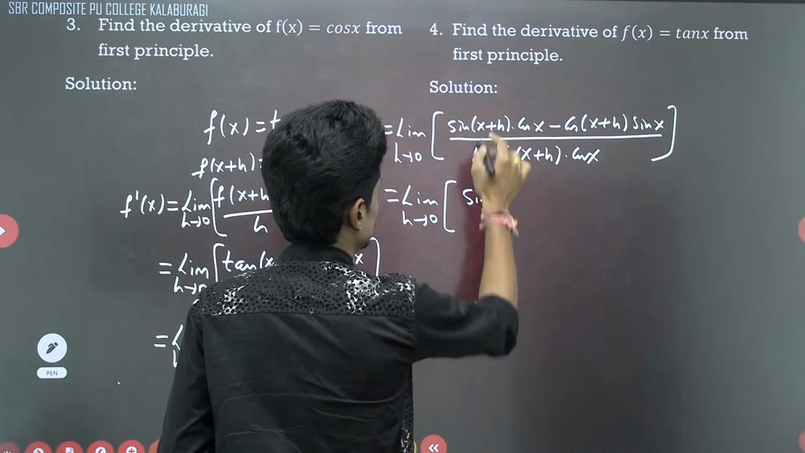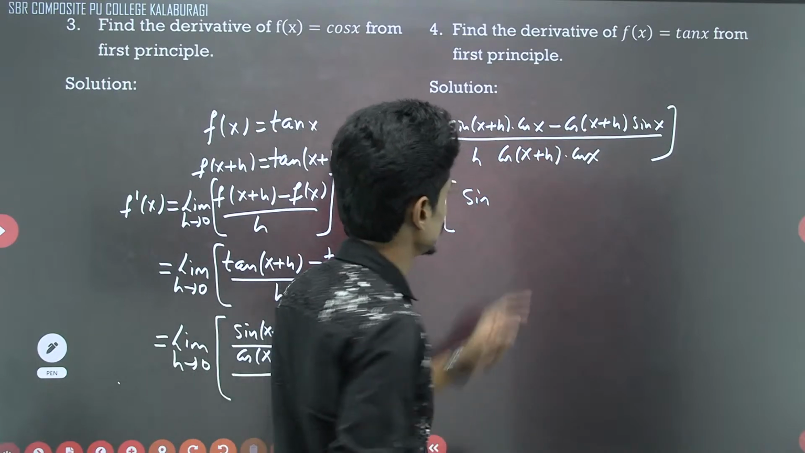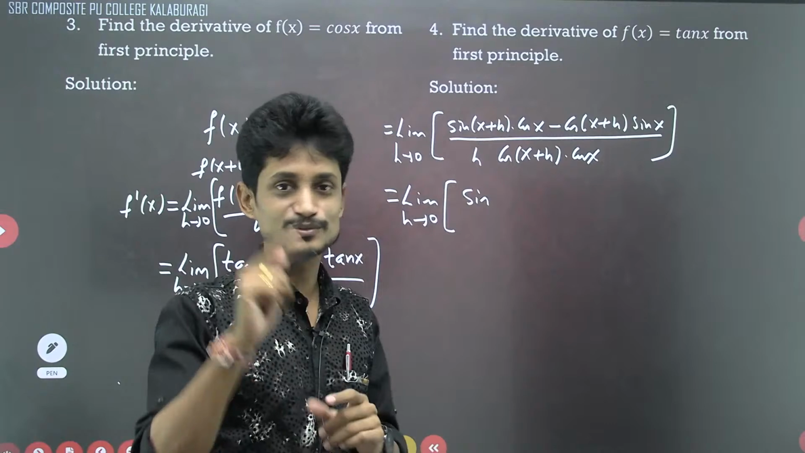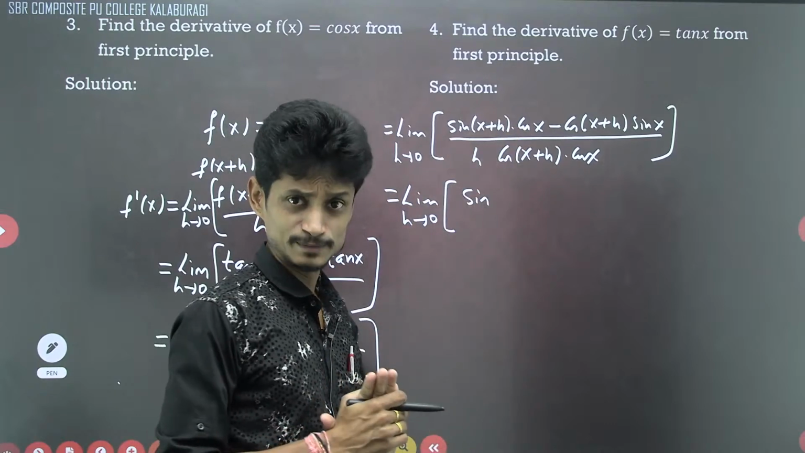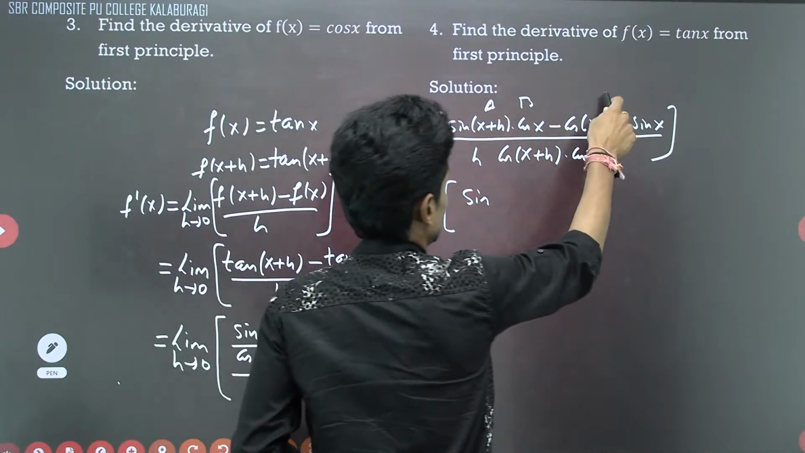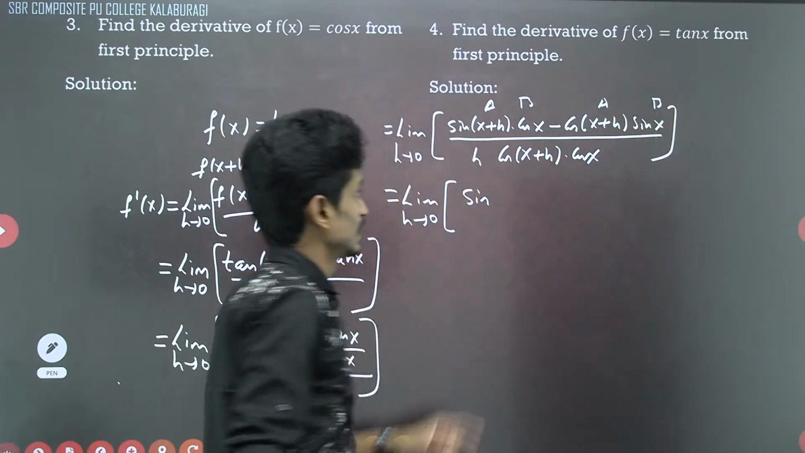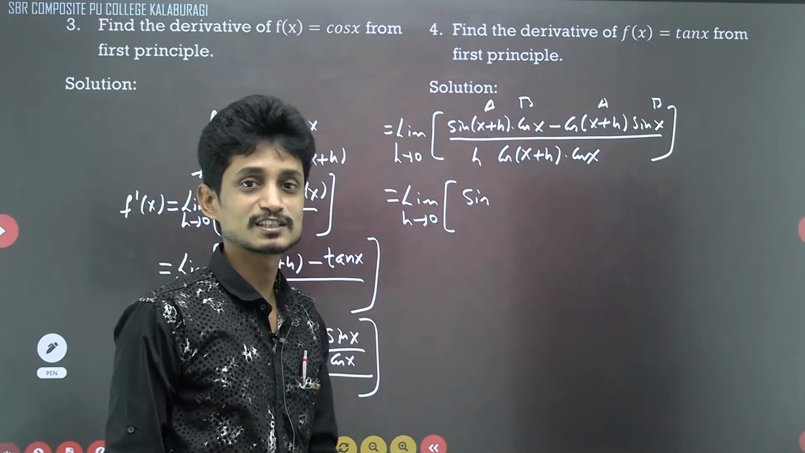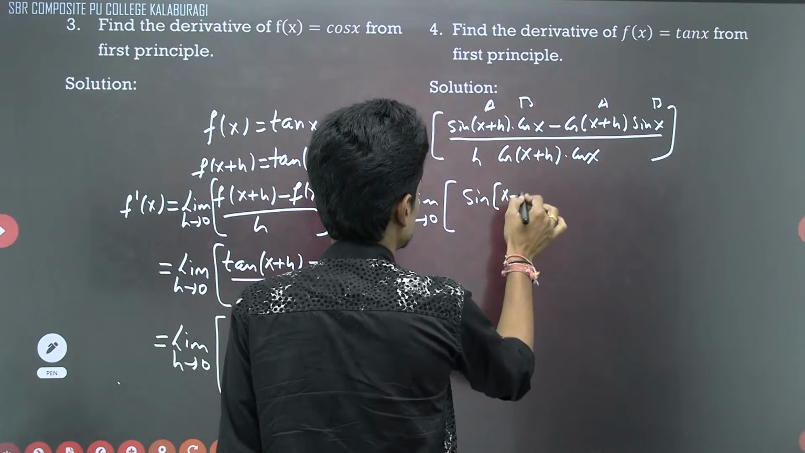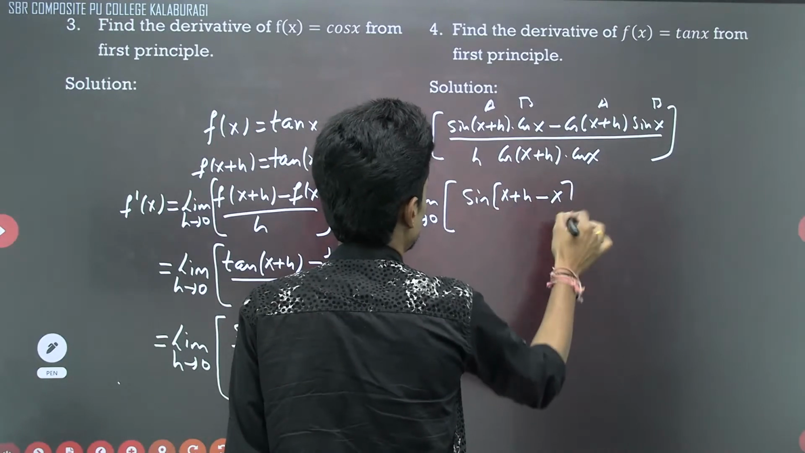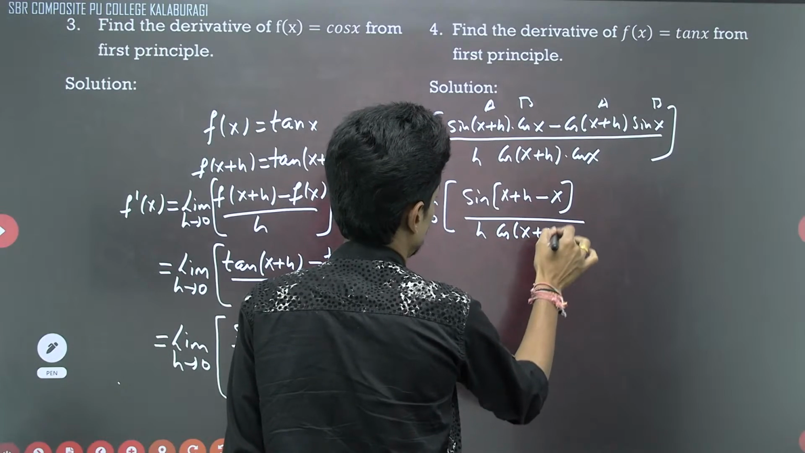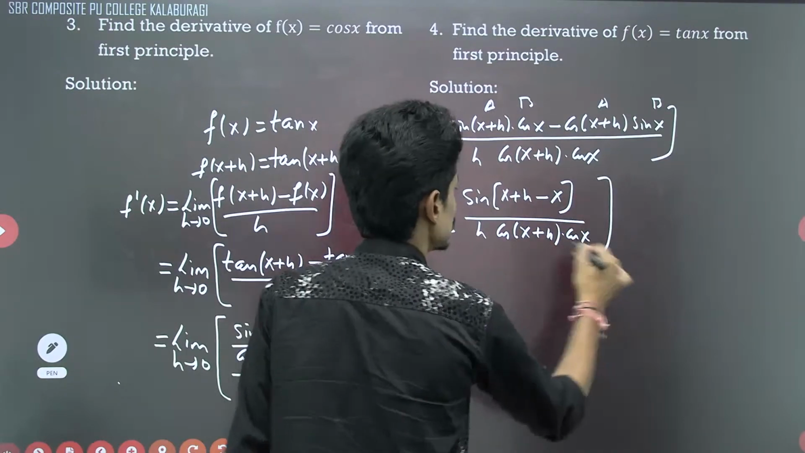Limit of sin of x plus h into cos x minus cos of x plus h into sin x. For the time being, we can assume that x plus h will be a, and just x will be b. Keep in mind, sin a cos b minus cos a sin b is nothing but what? Sin of a minus b. That is, a will be x plus h, b will be x. Sin of a minus b divided by h into cos of x plus h into cos x.